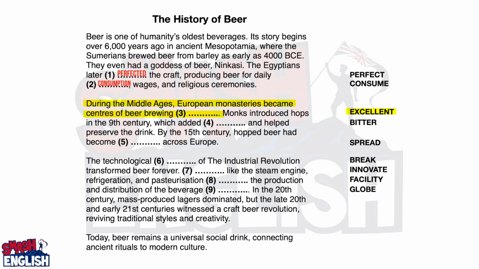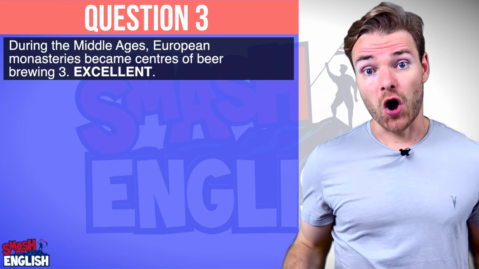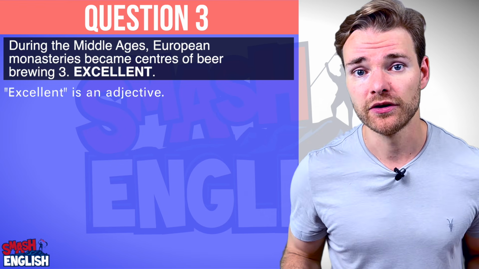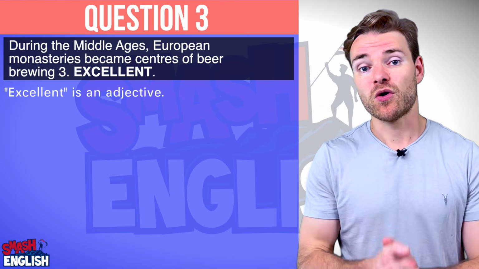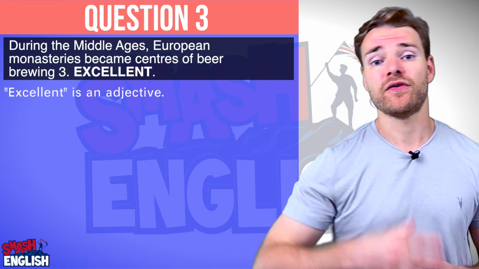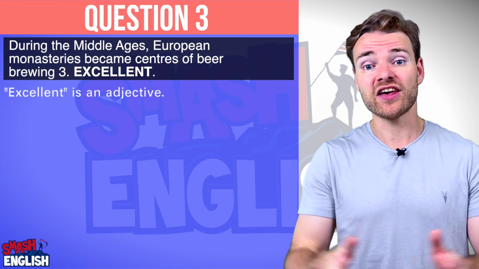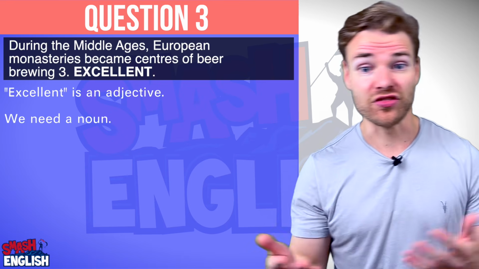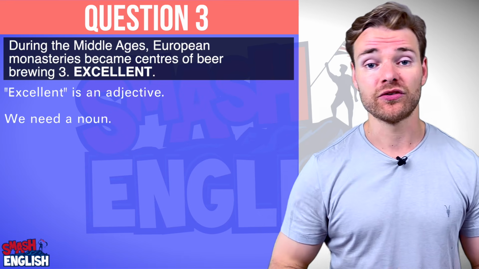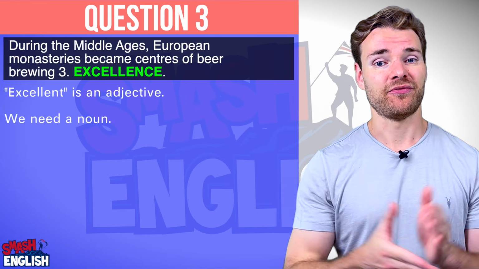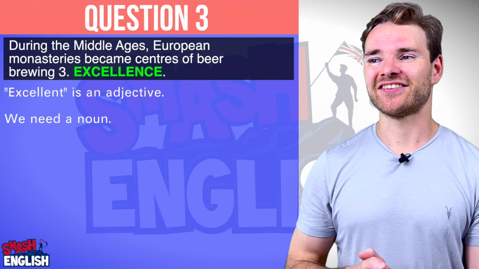Consumption. During the Middle Ages, European monasteries became centres of brewing excellent. So, what type of word is excellent? It's an adjective. What type of word do we need? Well, we have the preposition of, and after a preposition, we always need an object. So this suggests that we need a noun. The question then is, what is the noun of excellent? Excellence. Excellence. And that was excellent.